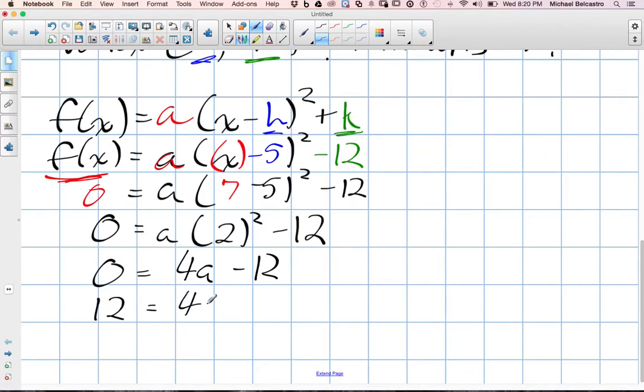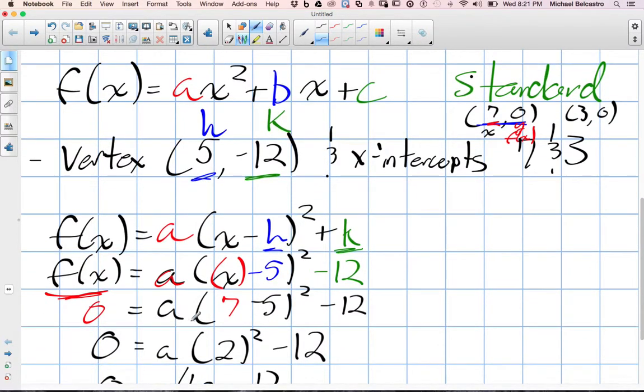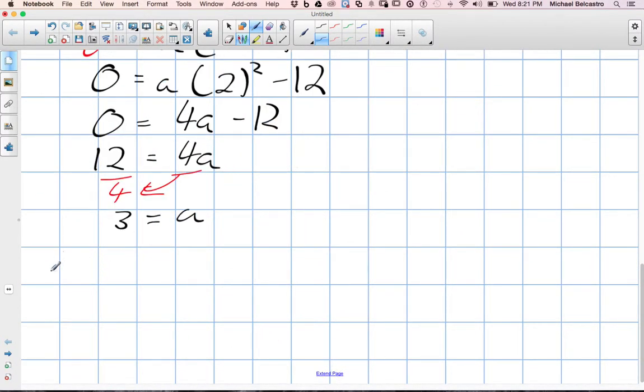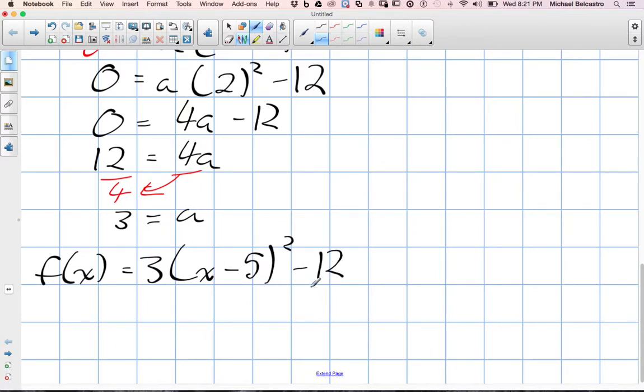12 is equal to 4a. How do we get a by itself? Divide by 4. That's right. We divide by 4. So our a value is going to be equal to the number 3. Great. So now to build our equation, we'll rewrite it down here again. F at x is equal to the a value is 3. Our h value is 5, or negative 5, and negative 12. So there's our vertex form.